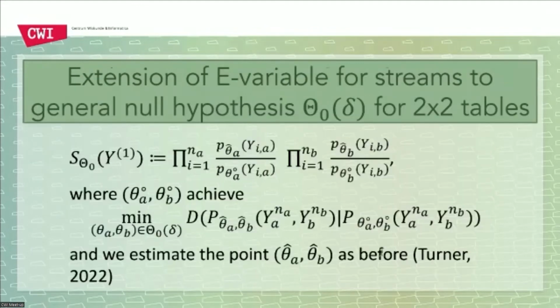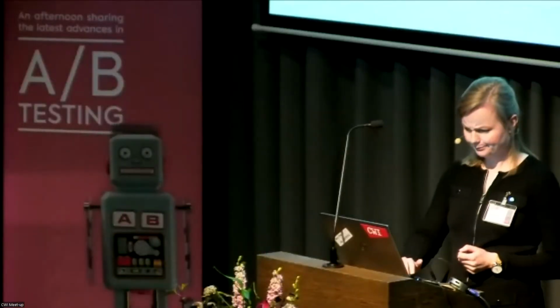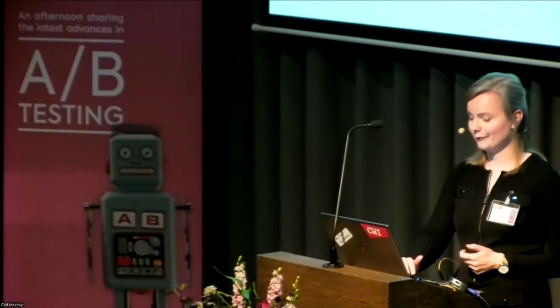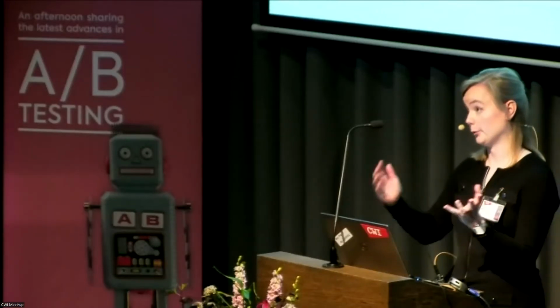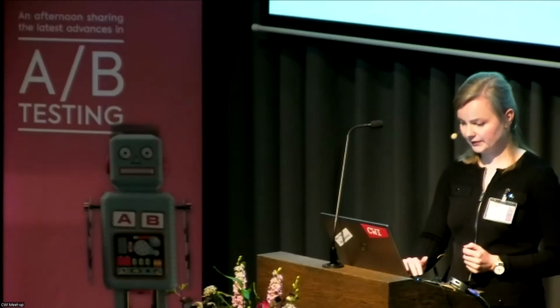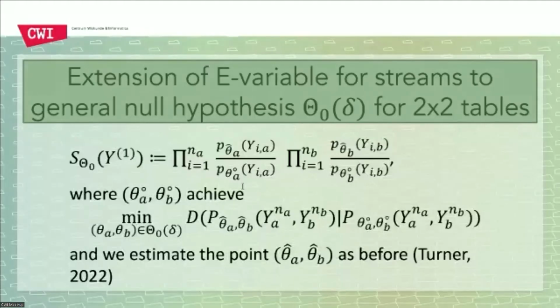Okay, so we slightly changed the null hypothesis that we were testing. Luckily, it turns out that we still have a quite general expression of our E process. So here you see the E variable for observing this one data block. And again, we can multiply this to create this E process. And you see that it's only slightly different from the one I showed you before. But now we see in the denominator some other distribution that we have to find through minimizing some notion of divergence between distributions called Kullback-Leibler divergence. Some of you might be familiar with it.